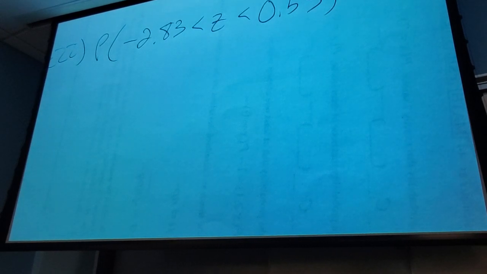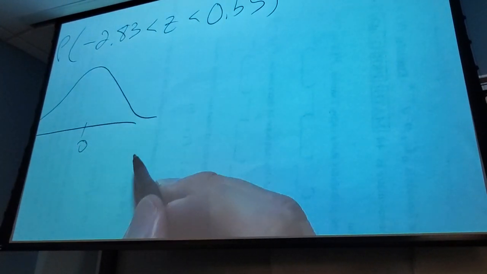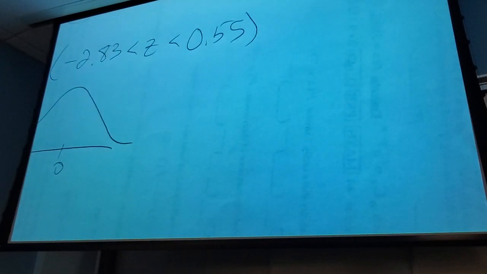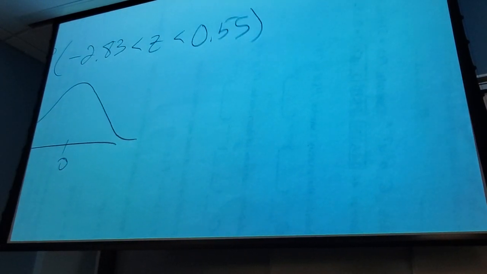So what goes in the middle again? 0. Why does 0 go in the middle? It's a standard normal. So if I had a normal distribution that wasn't standardized and the mean was 12, 12 would go in the middle. Does that make sense? Yes. So it's not always 0. It's 0 because it's been made into z-scores. Okay, I like it. This is not a very good one, but oh well.